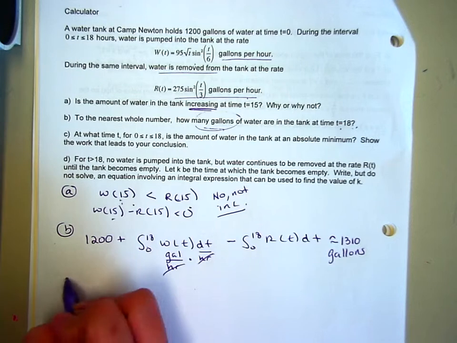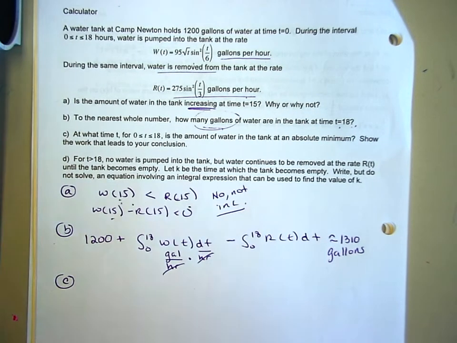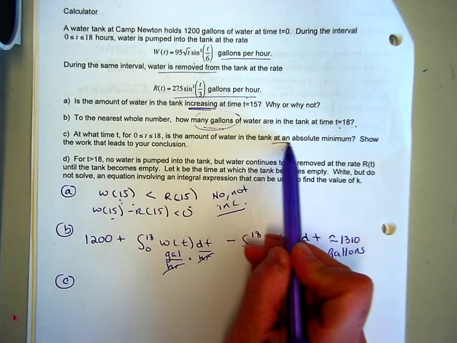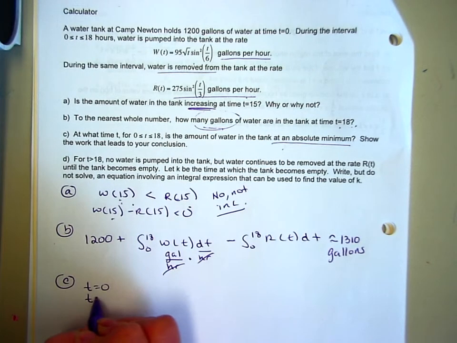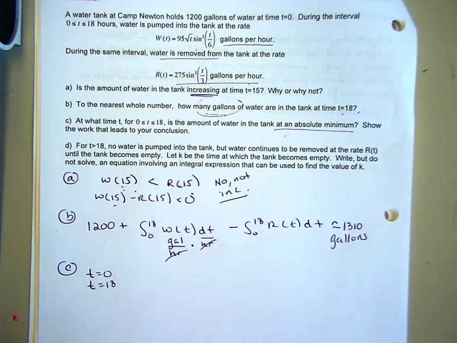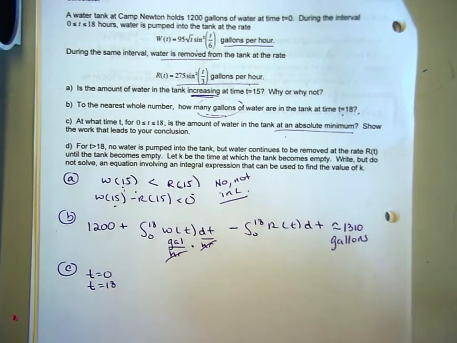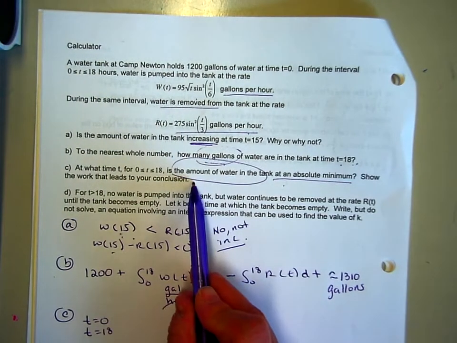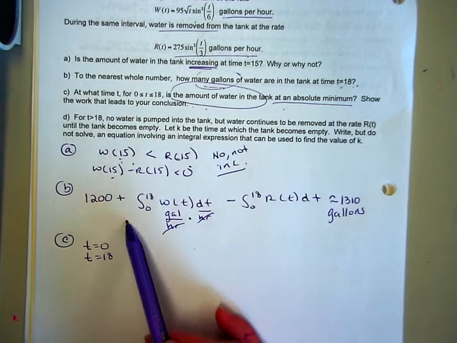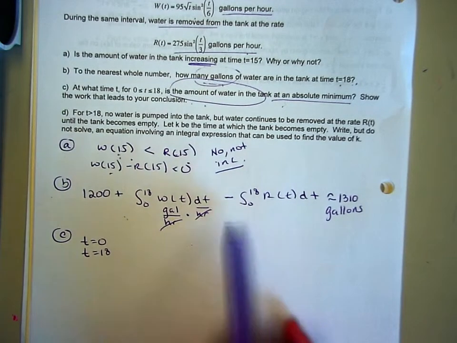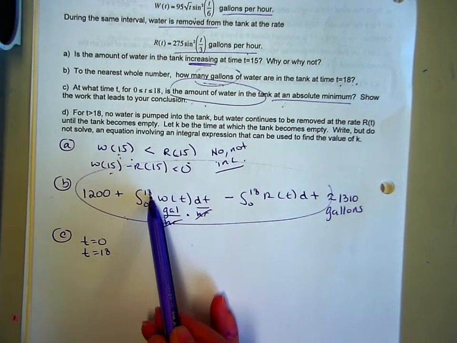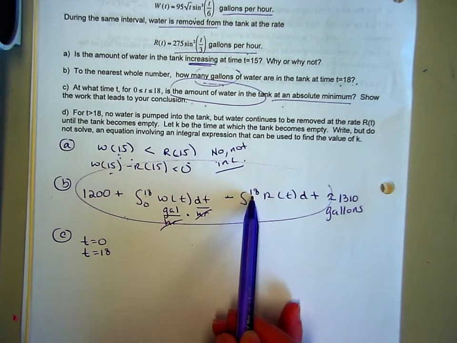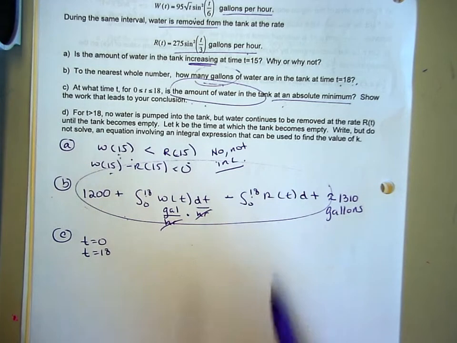Okay, part C. At what time is the amount of water in the tank at an absolute minimum? So I know I need to check endpoints, and my endpoints are going to be t equals 0 and t equals 18, and I need to check critical numbers. What I need to find the critical number is a function for the total amount of water. If you look back at part B, this is your general equation for the total amount of water. Now we did this for a particular moment in time at 18, but I could do this for any moment in time. So this is your equation for the total amount of water.